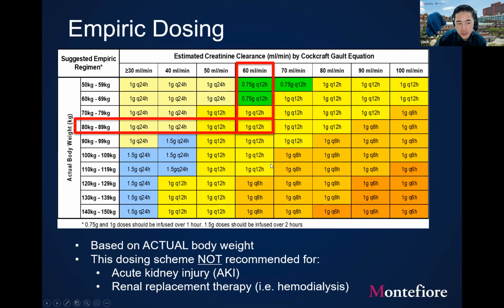So for this patient, they were about 80-something kilos and their creatinine clearance was 60. So they fall into the 1 gram Q12. The only bad thing about this nomogram is that it kind of fixes you to a certain dosing scheme, which may not always be correct. And you'll see why later on. So that's the only downside.